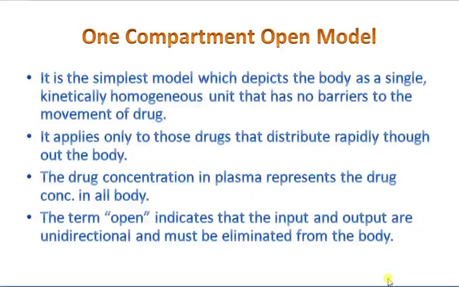One compartment open model. It is the simplest model, which depicts the body as a single kinetically homogeneous unit that has no barrier to the movement of drug. It applies only to those drugs that distribute rapidly throughout the body. The drug concentration in plasma represents the drug concentration in the whole body. The term open indicates the input and output are unidirectional and the drug must be eliminated from the body.